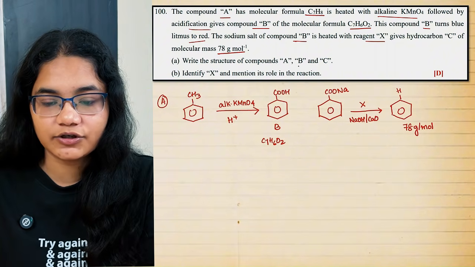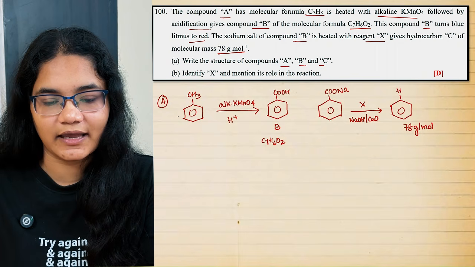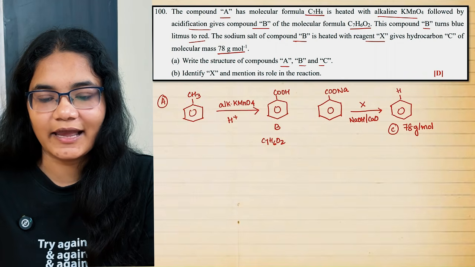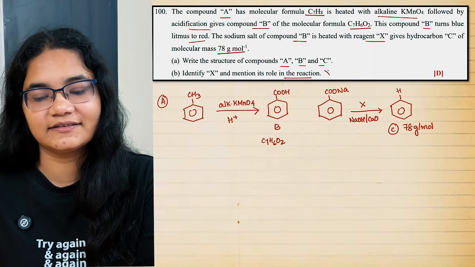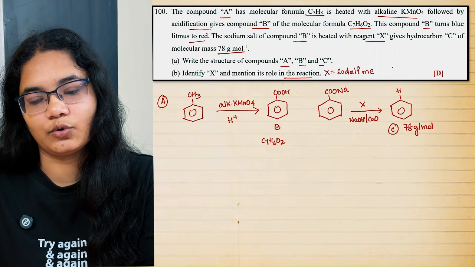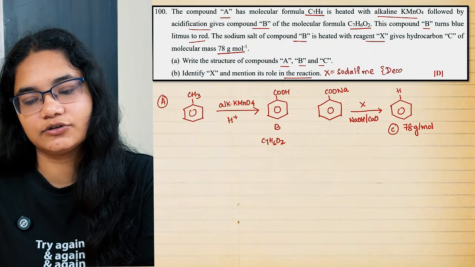Now write the structure of the compounds A, B and C. So we have written A, B, and this is the structure of C. Identify X and mention its role. So X is what? Soda lime. And what is its role? It helps in the decarboxylation reaction.